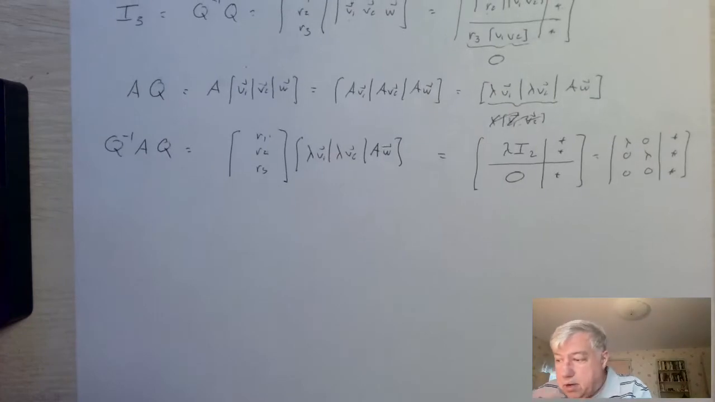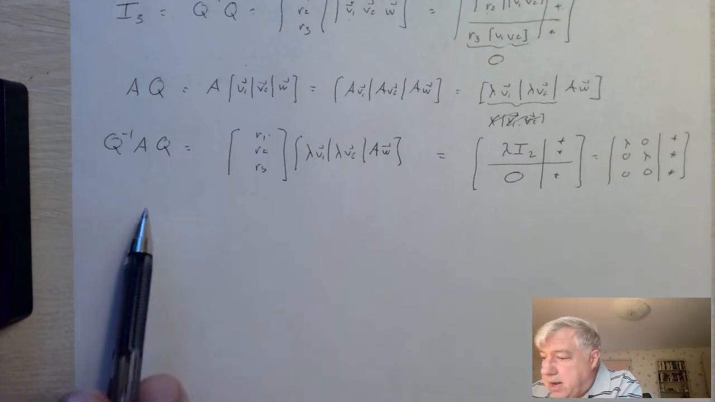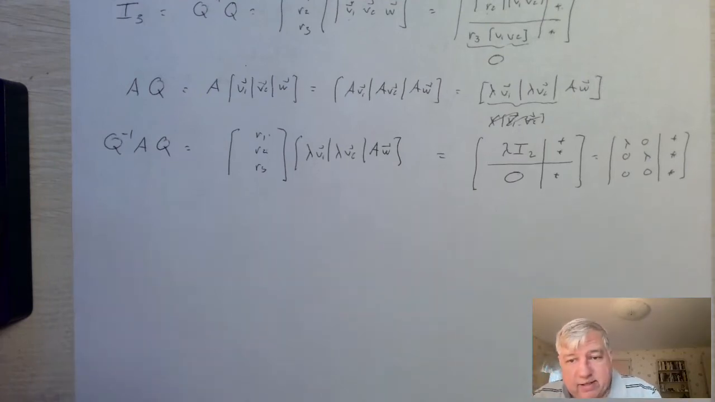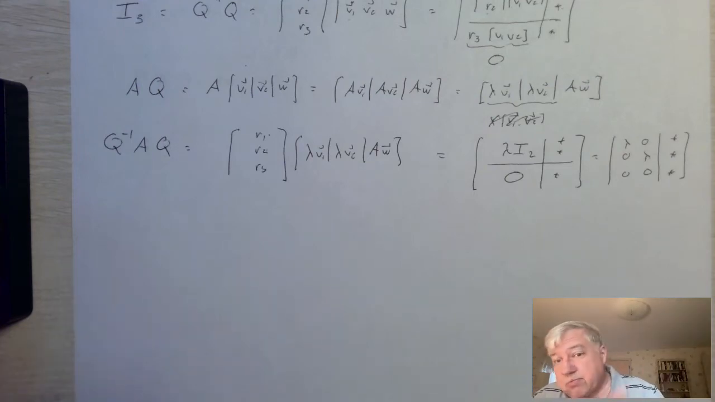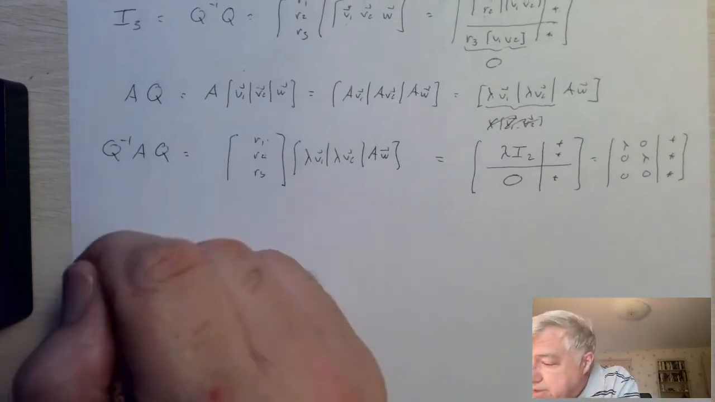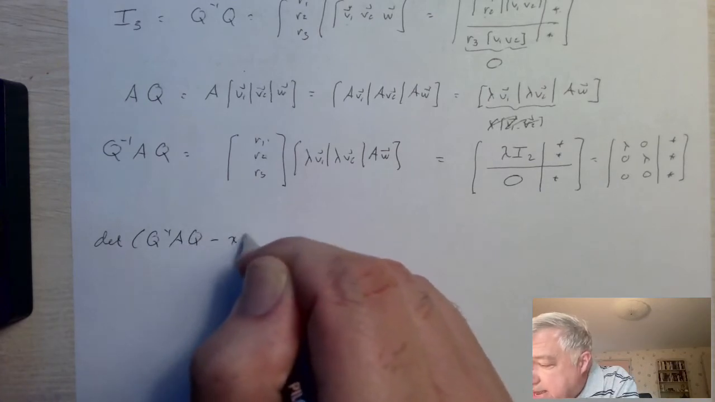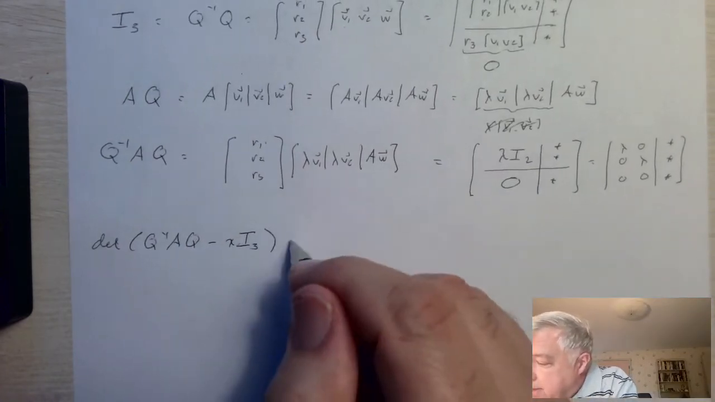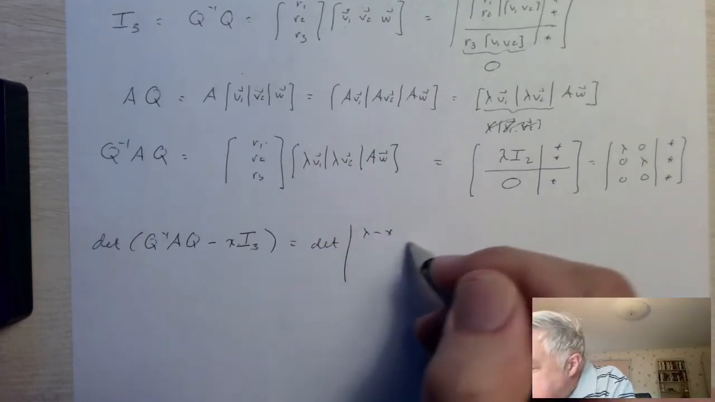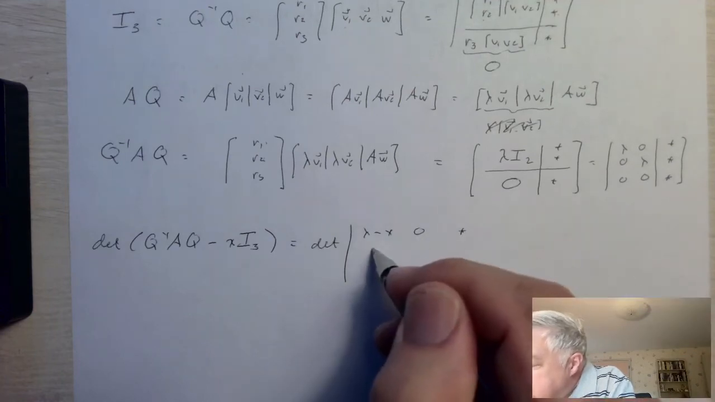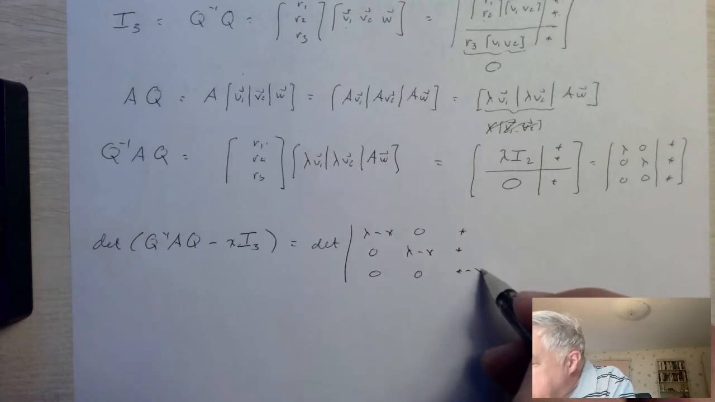Now let's take the characteristic polynomial of this matrix. It's going to be very easy. Normally we would take the matrix and subtract lambda I, but we are already saying lambda is a number, so we're going to use x as a variable here. So let's take the determinant of Q inverse AQ minus xI3. Now this is going to be the determinant of lambda minus x 0 star, 0 lambda minus x star, and then 0 0 star minus x, whatever that is.